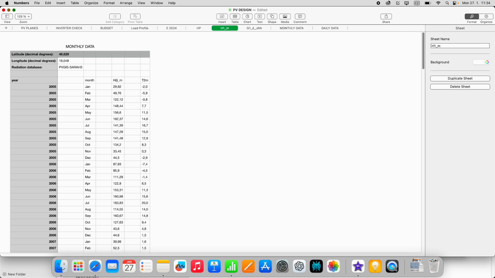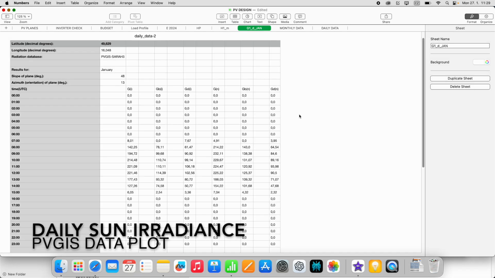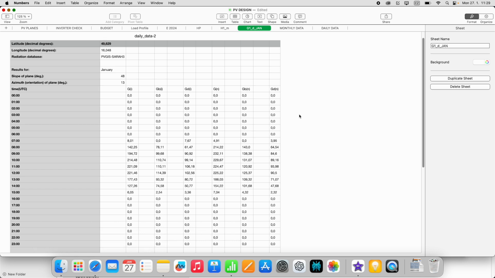Now, the other thing you can ask PV to plot is daily data for your plane, so with a specified slope and azimuth.